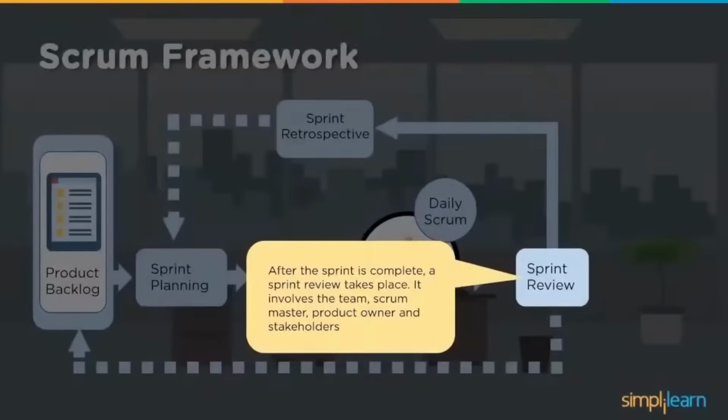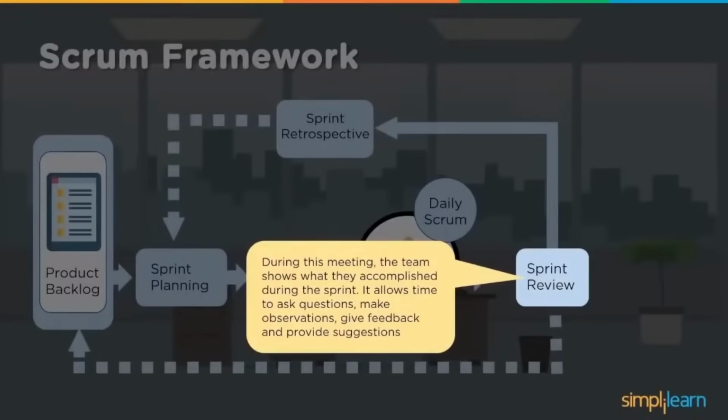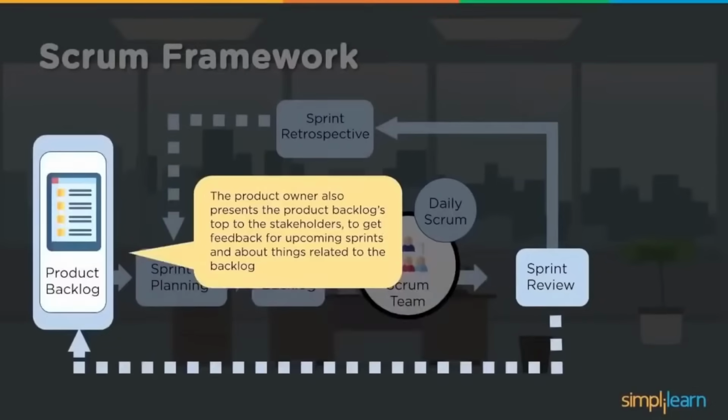Then the sprint review happens once the sprint is complete, which involves the team, the scrum master, the product owner and stakeholders to understand what was agreed upon and what has been delivered. So it is reviewed: is that fulfilled in the entirety of what was discussed? During this meeting, the team shows what they accomplished during the sprint. It allows time to ask questions, make observations, give feedback and provide suggestions, right? Then the product owner also presents the product backlog and talks to the stakeholders to get feedback for upcoming sprints and about things related to the backlog.